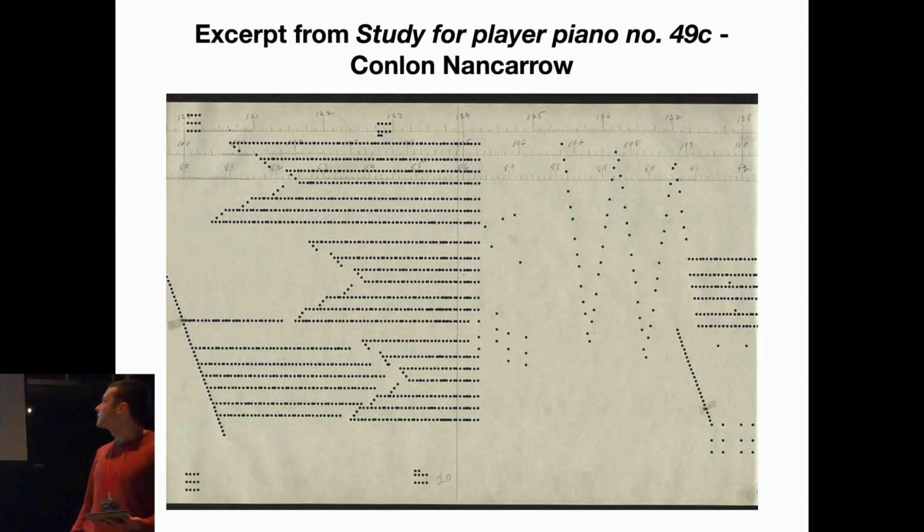So here's an excerpt from a Nancarrow piano roll. You can even visually see how that structure emerges. So what's obviously characteristic of this music is that rhythmic complexity actually demands performance by machines. And the vast majority of Nancarrow's music was for the player piano.